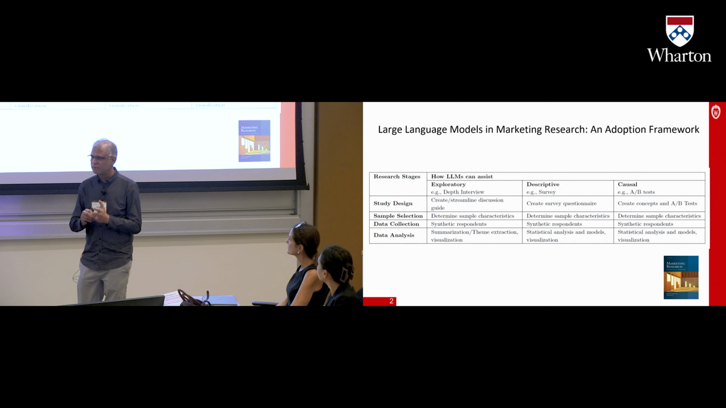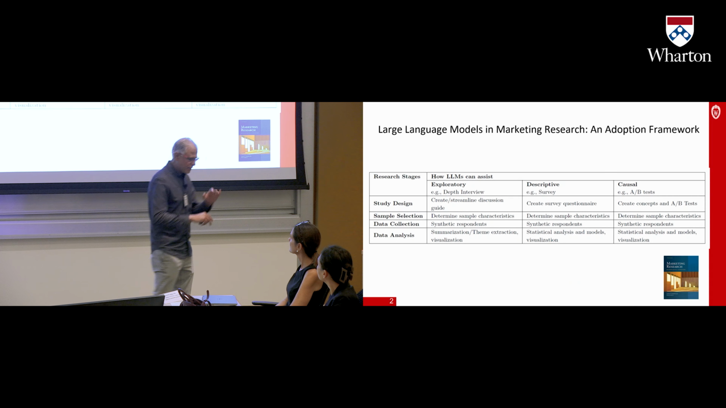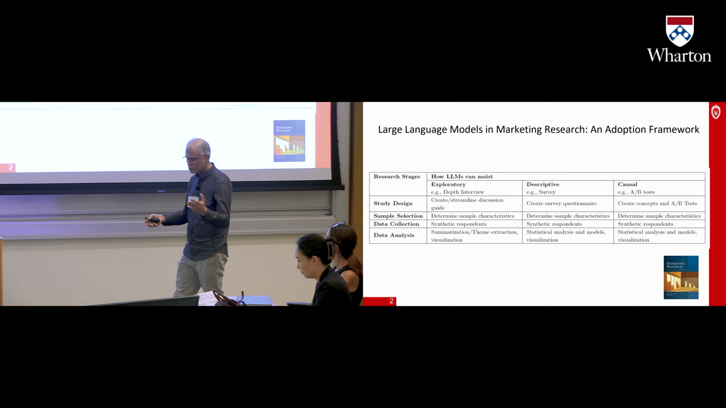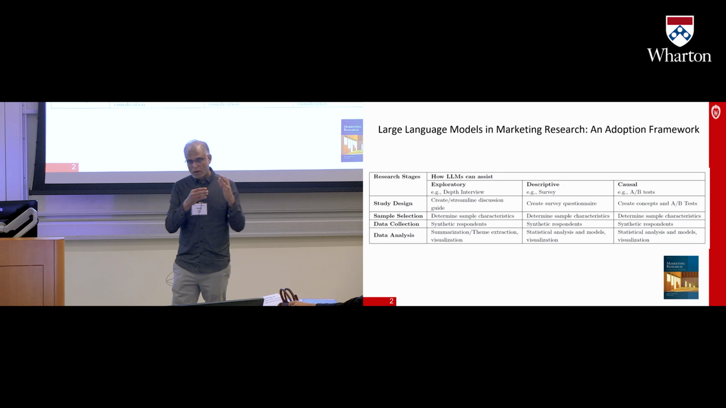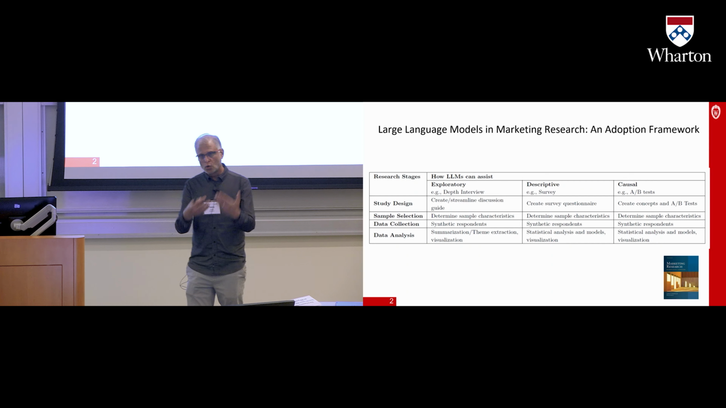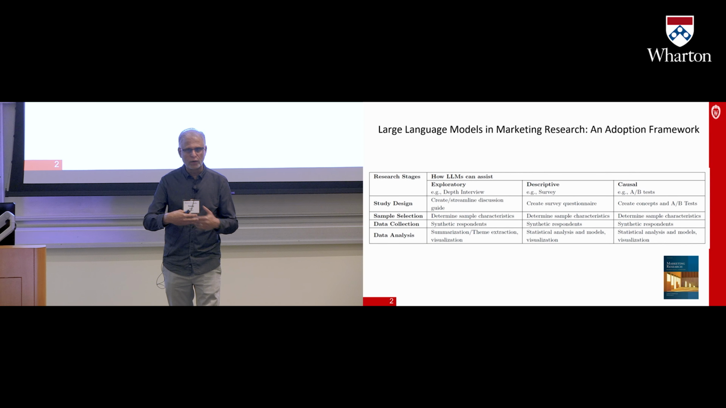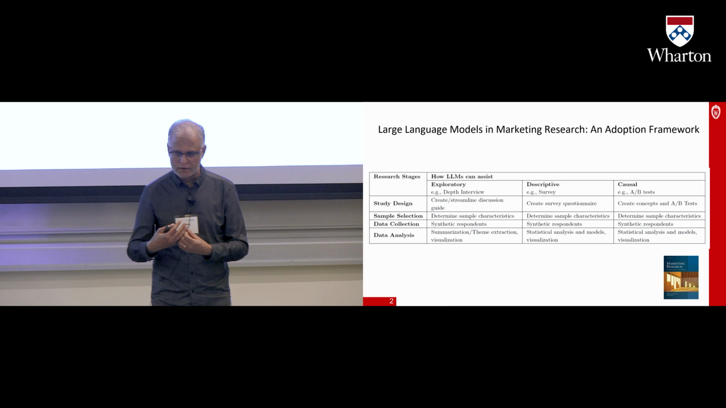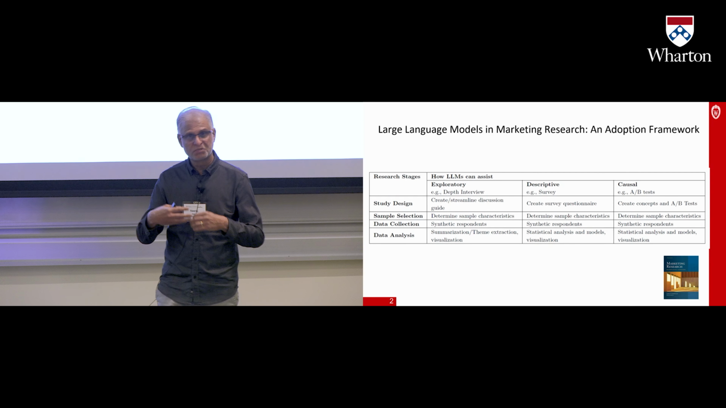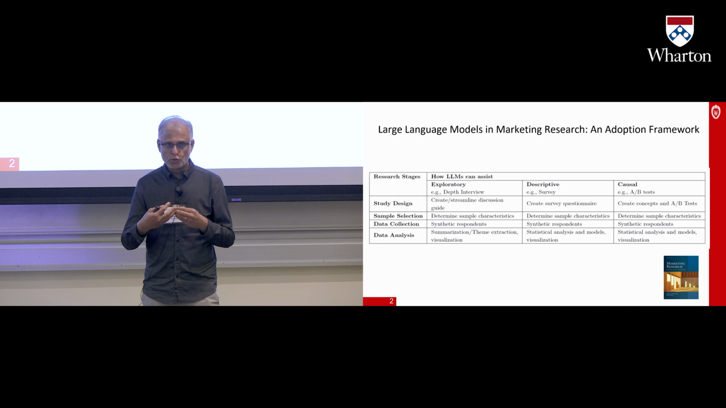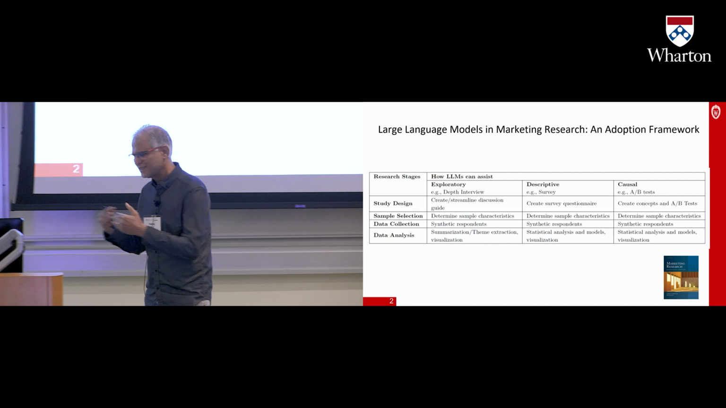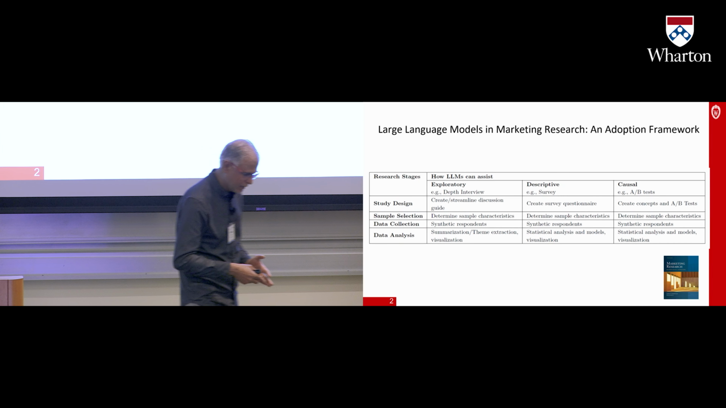Not all of you are marketing folks, so here is a quick overview of what the marketing research pipeline looks like. You start with a problem definition. Then you go down the path of what research approach you want to use: exploratory, descriptive, causal, sometimes all of them. Then you design a study, select a sample, collect data, and analyze it. That's a typical pipeline for marketing research.